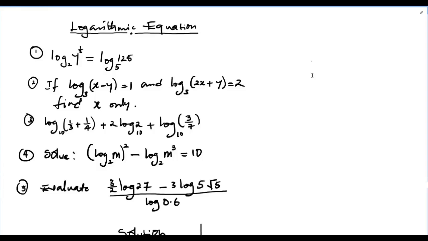Hello guys, today I want to solve a logarithmic equation using the examples that you can see here on the board. There are five good examples, and most of these questions are objective. So it is assumed that you would have known how to solve questions like this before you take your examination, whatever examination you're supposed to take.